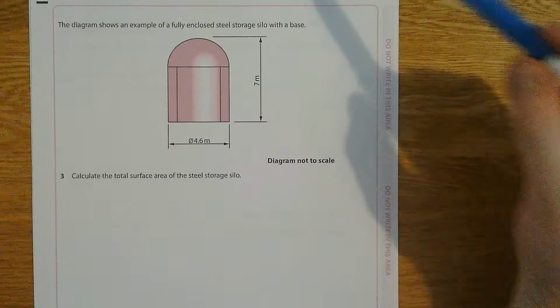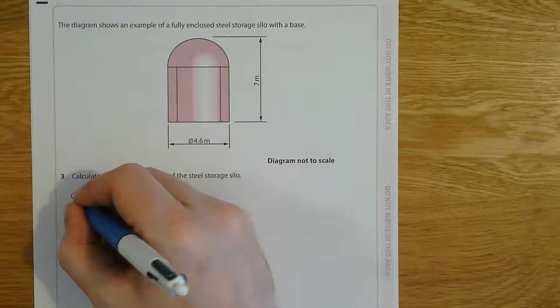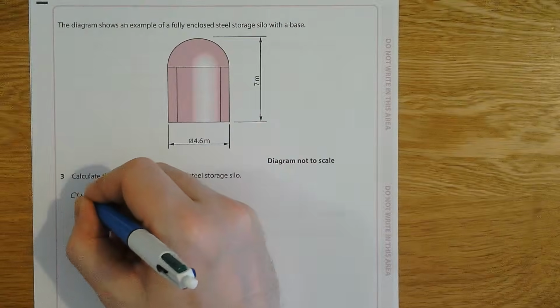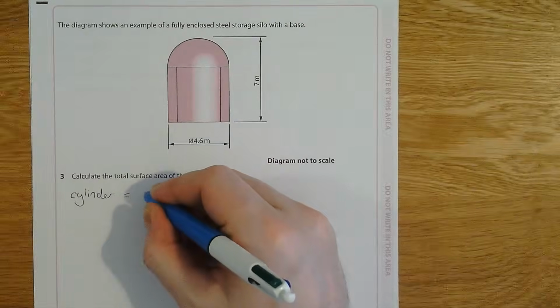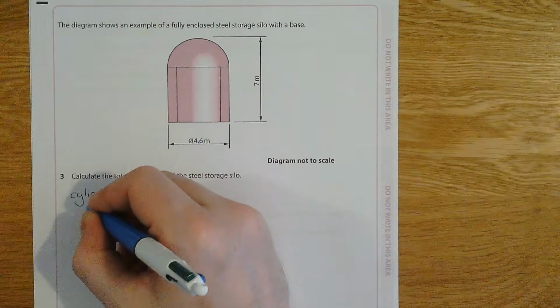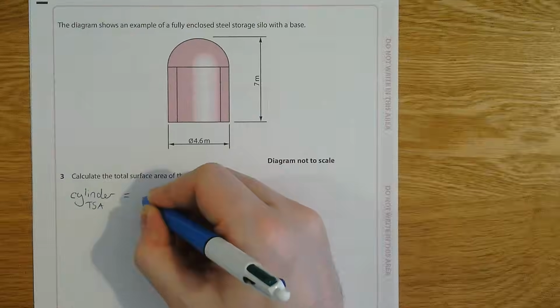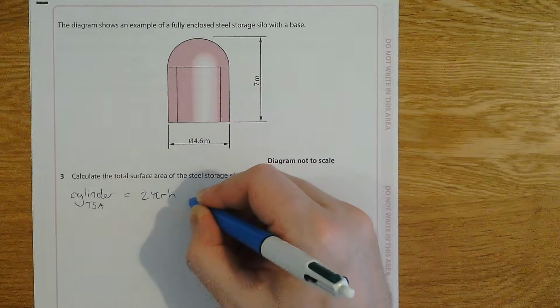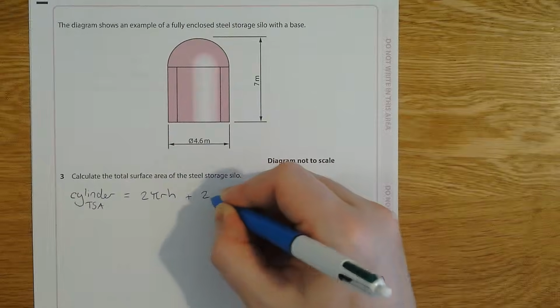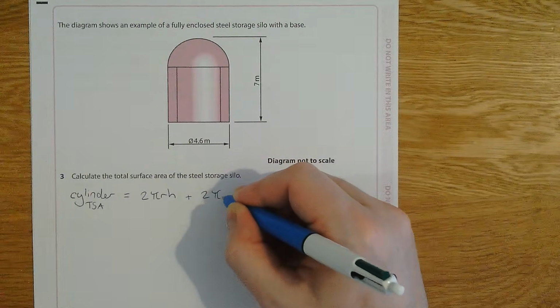The first thing is, for the cylinder, we have a formula in the formula sheet for the total surface area of 2 pi r h plus 2 pi r squared.